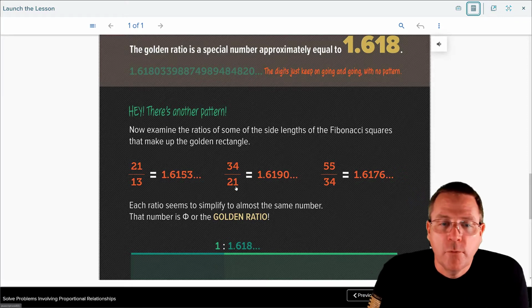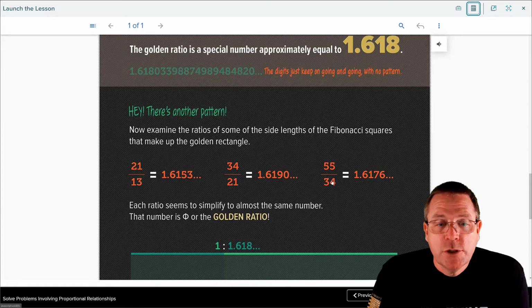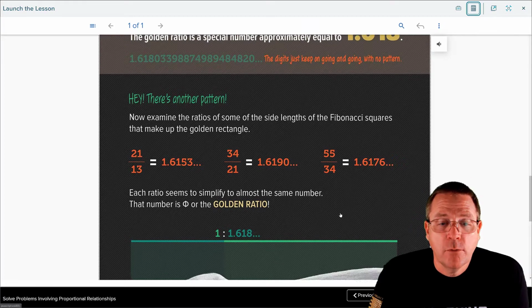If you did 34 divided by 21, you get the golden ratio. If you get 55 divided by 34, you still get the golden ratio. Each ratio is going to simplify to almost the same exact number as phi, the golden ratio.